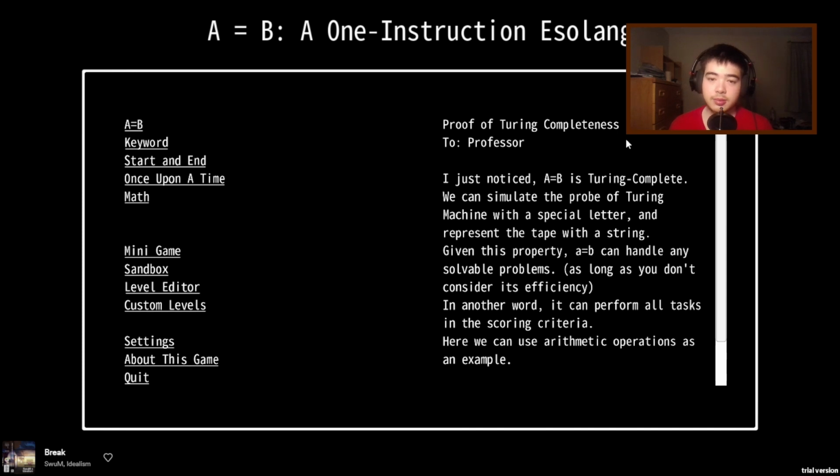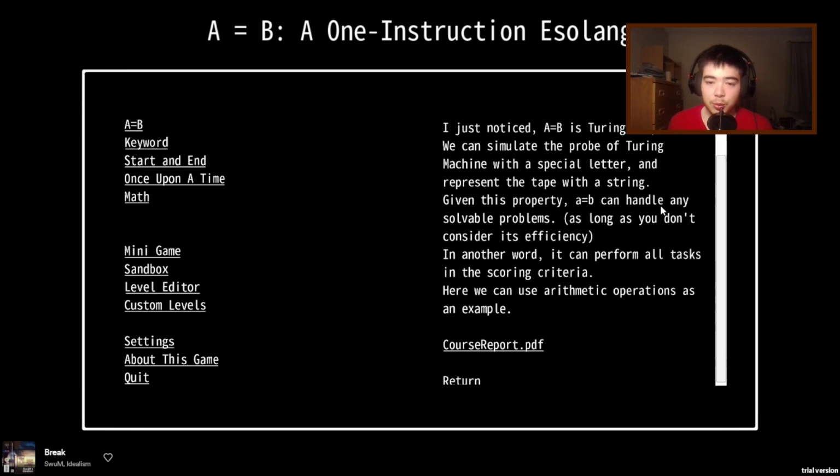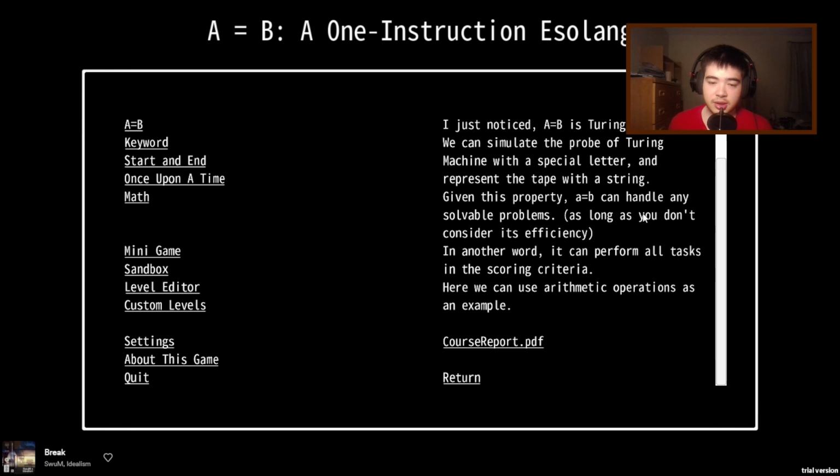I just noticed A to B is Turing complete. We can simulate the probe of Turing machine with a special letter and represent the tape with a string. Given this property, A to B can handle any solvable problem as long as you don't consider its efficiency. In other words, it can perform all tasks in the scoring criteria. Here we can use arithmetic operations as an example.